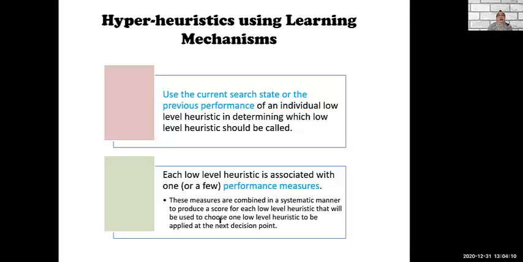So that means in a hyper-heuristic that has a learning mechanism, there is a performance measure to identify which low-level heuristic to be selected based on its previous performance. And the current search state performance of the search space will also be evaluated to determine how to call the next low-level heuristic to be applied.